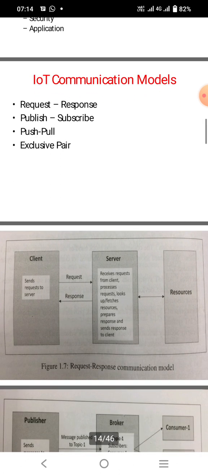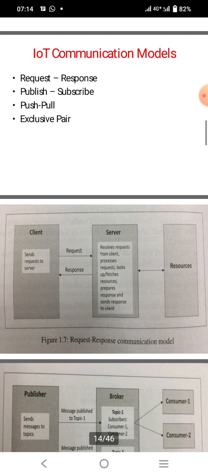This is the diagram representation of the request and response communication model. In this diagram, there are three subparts: the client, the server, and the resources.